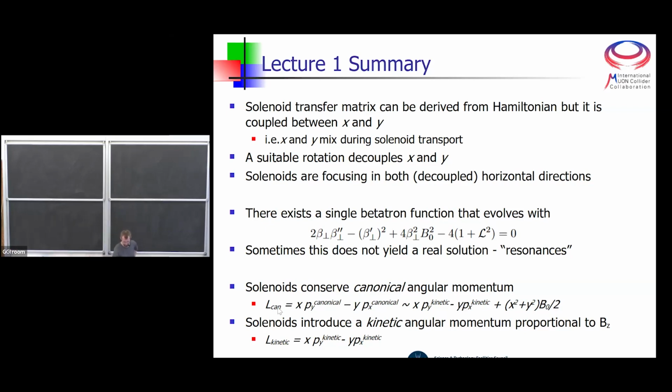So canonical angular momentum is this thing. That's x py minus y px, which is like the kinetic angular momentum plus a term coming from the magnetic field B0. And the consequence of this statement is that if you're in a solenoid field, typically you will have a kinetic angular momentum, which is proportional to Vz.